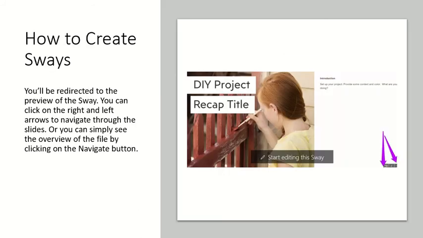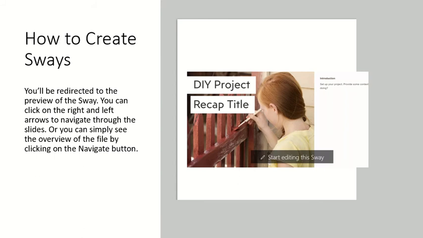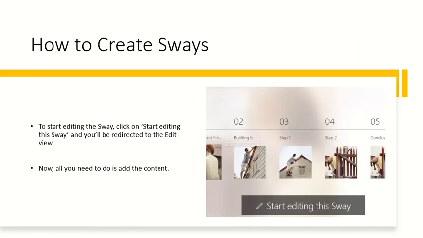How to create Sways. You'll be redirected to the preview of the Sway. After you select your template, it's going to take you to a preview mode. From there, you're able to do an overview of the file by clicking through the navigate button. To start editing this Sway, you're just going to click on the button down at the bottom that says Start editing this Sway. All you have to do is add your content.